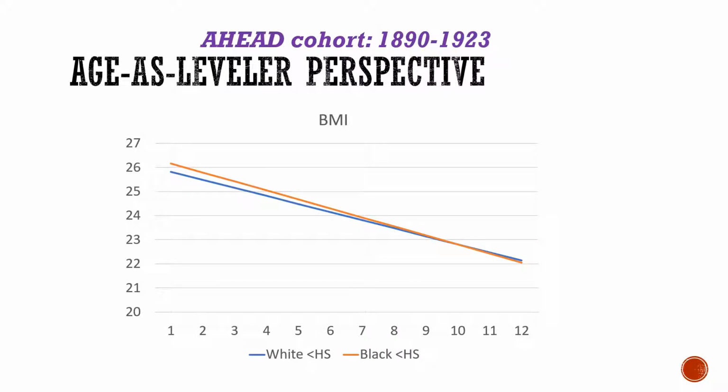Here, I only restricted my sample to those who are very old, those born between 1890 and 1923. We call these people the ahead cohort. And you see the BMI gap between white and black with less than a high school education. Their BMI gap narrows over time. When you see two lines narrow over time or converge over time, we say that the age as leveler perspective is supported for BMI differences over time for whites and blacks with less than a high school education.